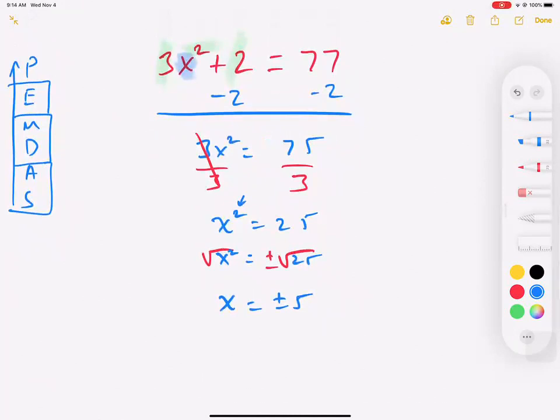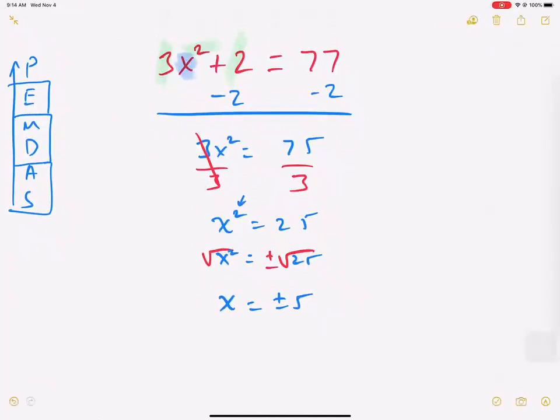Now, would this have worked? Well, let's try it. 3 times 5 squared plus 2. That's 3 times 25 plus 2. 3 times 25, 3 quarters is 75, plus 2 is 77. Yep, that worked. And if I try the negative version, if I wrote a negative here, that would still become positive 25. So both of those were possibilities.